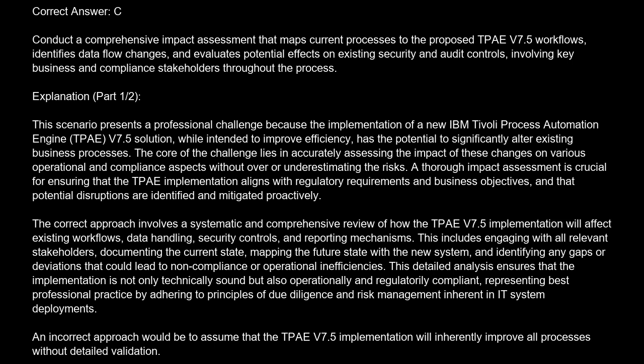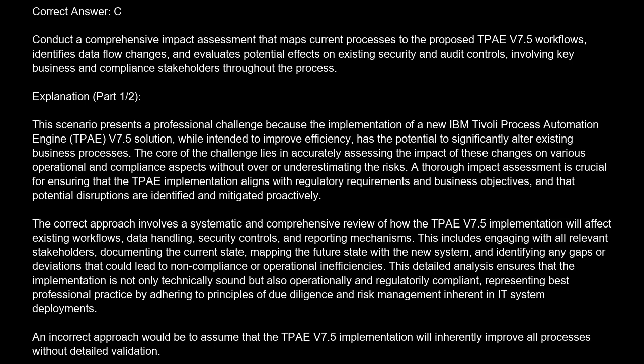The correct approach involves a systematic and comprehensive review of how the TPv7.5 implementation will affect existing workflows, data handling, security controls, and reporting mechanisms. This includes engaging with all relevant stakeholders, documenting the current state, mapping the future state with the new system, and identifying any gaps or deviations that could lead to non-compliance or operational inefficiencies. This detailed analysis ensures that the implementation is not only technically sound, but also operationally and regulatorily compliant, representing best professional practice by adhering to principles of due diligence and risk management inherent in IT system deployments.